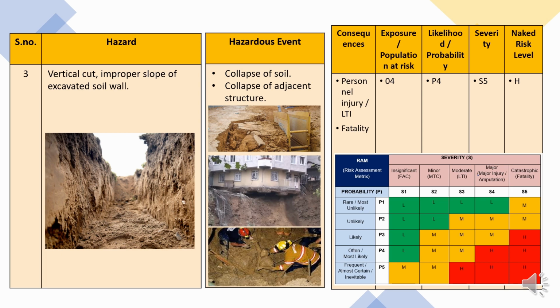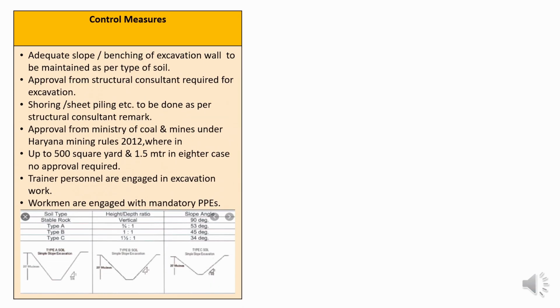Our intention is to reduce the risk. We are applying the control. Let's apply the control measures in this particular area. The first is adequate slope or benching of the excavation wall to be maintained as per type of soil. These controls are as per OSHA reference. The types of soil have been mentioned as per OSHA, and the ratio or slope to be maintained according to the soil has been described in the picture.